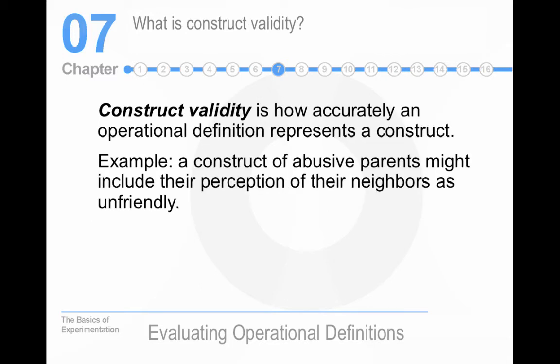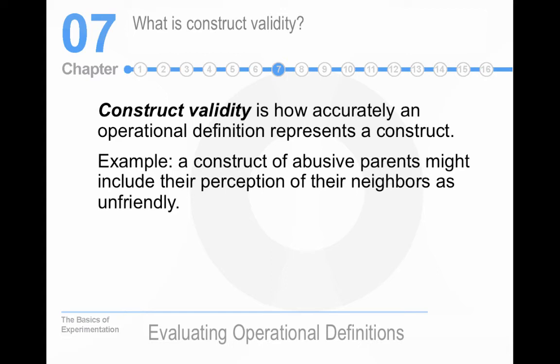Construct validity is how we accurately represent a construct. That's using the word in the definition. That's not very good. But this is the closest really to what validity truly is. Are you measuring what you think you're measuring, or are you measuring something else?